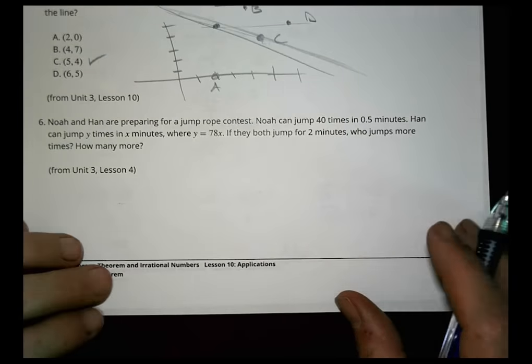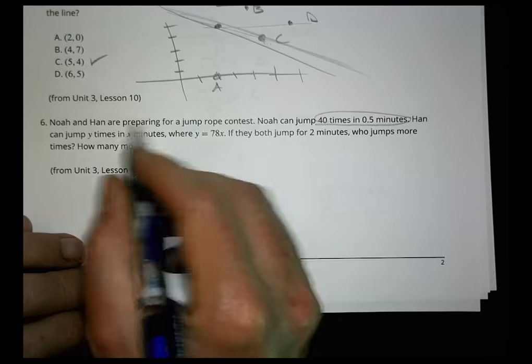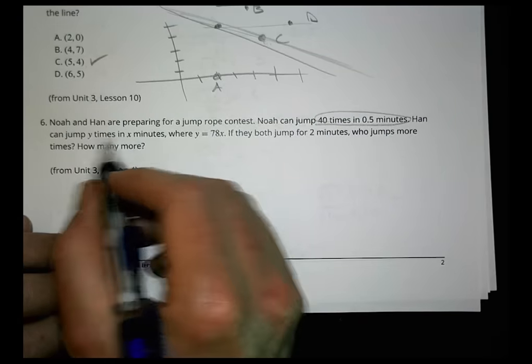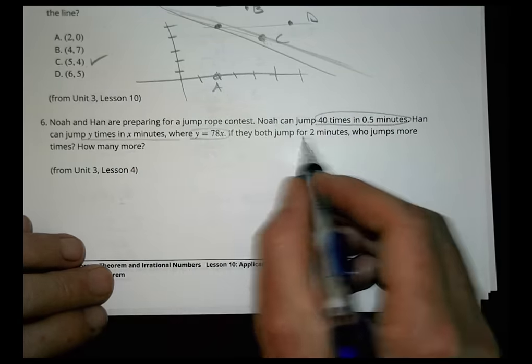And finally, number 6. Noah and Han are preparing to jump rope. Noah can do 40 times in half a minute. Han can do y times in x minutes for y equals 78x. They both go for 2 minutes.